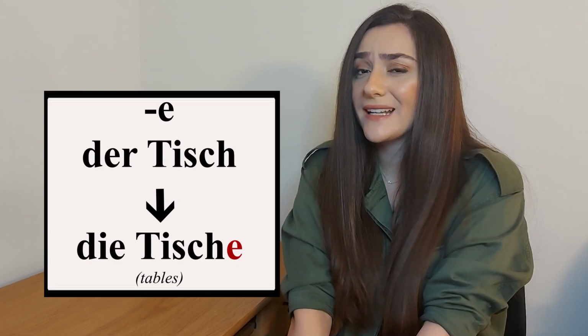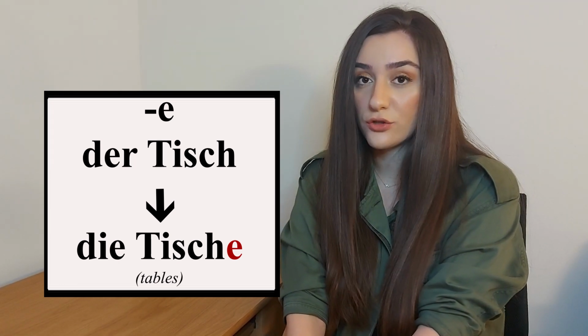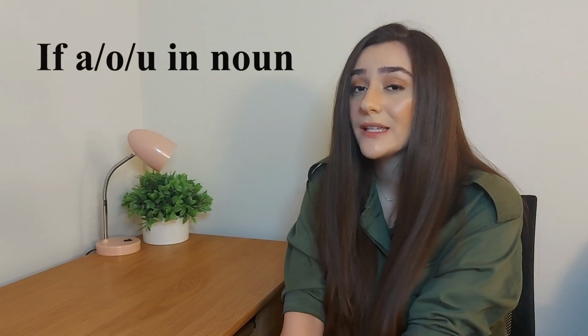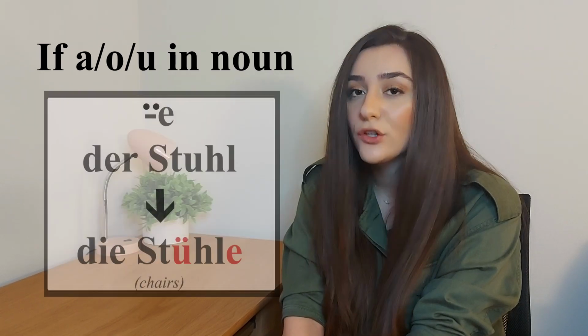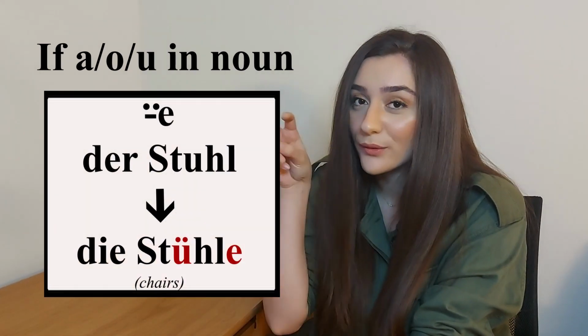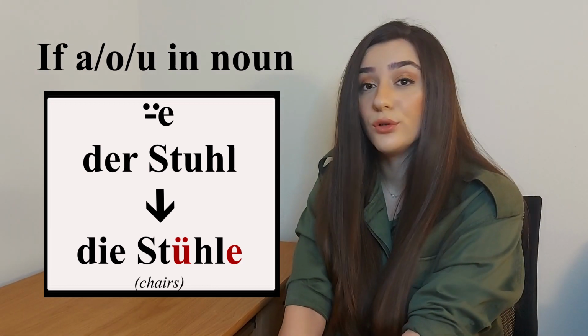Second rule, many masculine nouns just get an E at the end. For example, der Tisch, die Tische. Similar to the first rule, if there is a, o, and u inside the noun, then you might have to put umlaut. For example, der Stuhl and die Stühle.